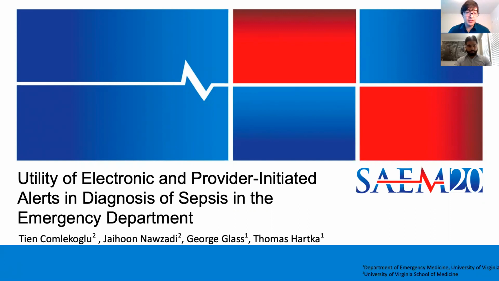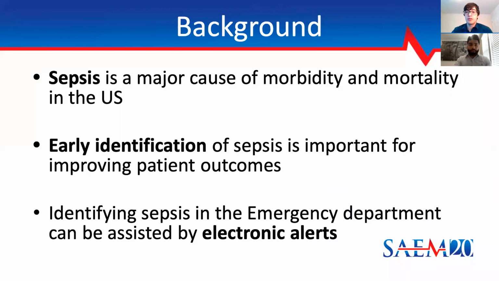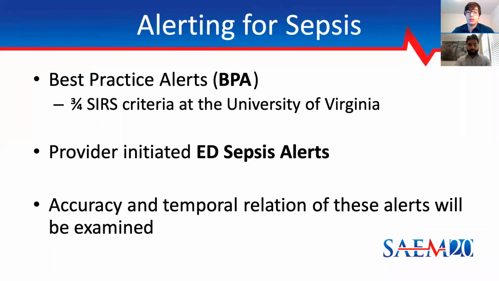We would like to present to you today the utility of electronic and provider-initiated alerts in the diagnosis of sepsis in the emergency department. So for background, sepsis is a major cause of mortality in the United States. It's a condition for which early identification and diagnosis is paramount for improving patient outcomes in our hospitals. Identifying and alerting for sepsis in the ED commonly involves electronic alerts.